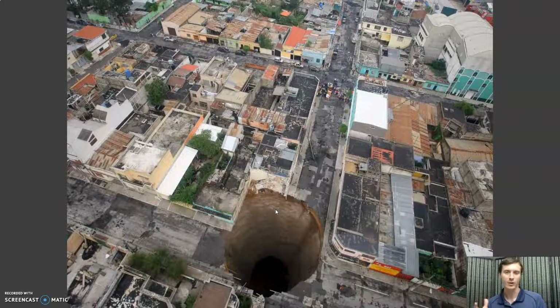It's actually, I believe, in Guatemala City about 10 years ago. But one of the cases where poor planning, poor construction results in just tremendous damage to the city.